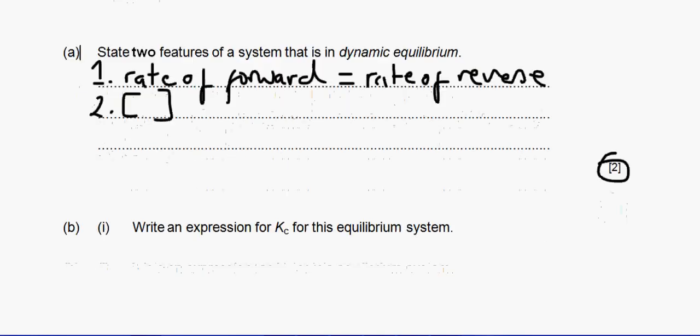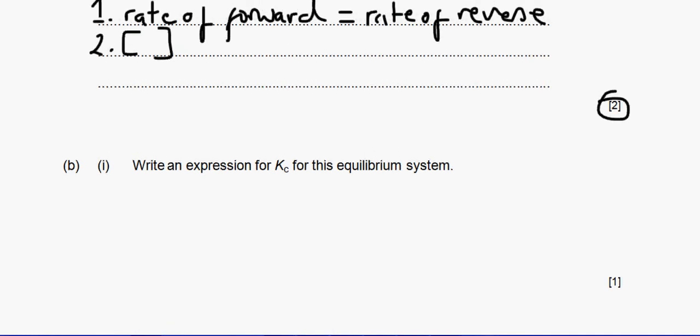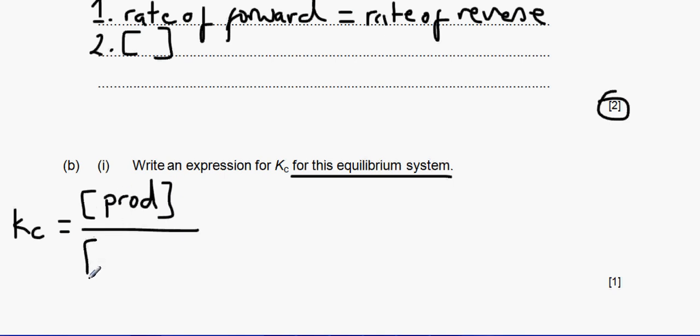The second one: write an expression for Kc in this equilibrium system. Well, it says for this equilibrium system, so it is too vague to say Kc equals the concentration of the products over the concentration of the reagents.